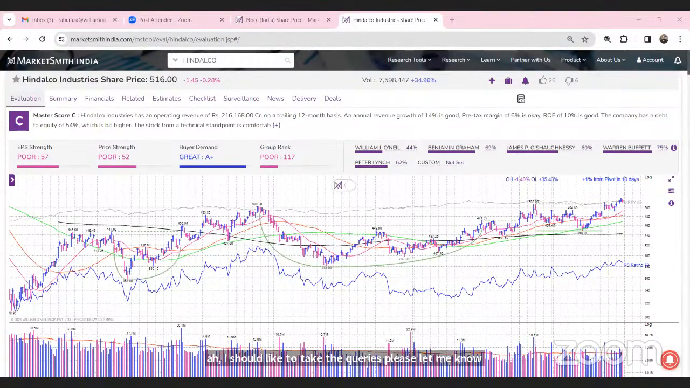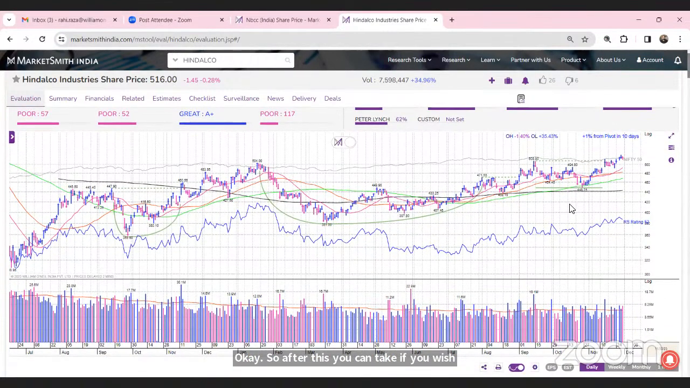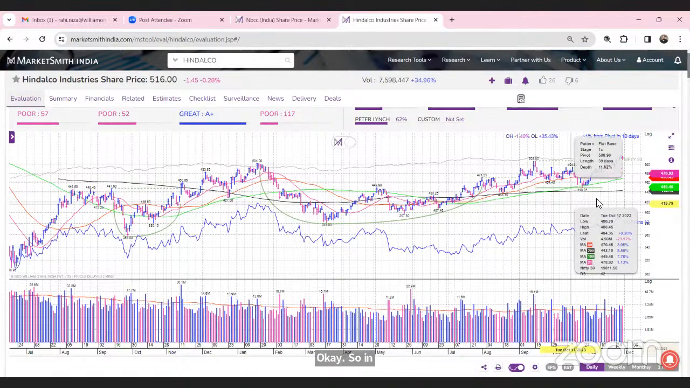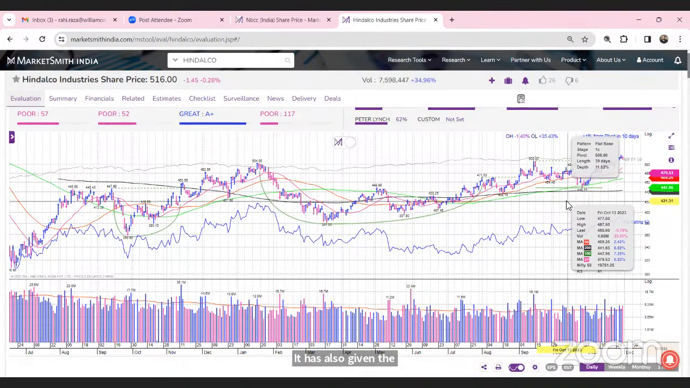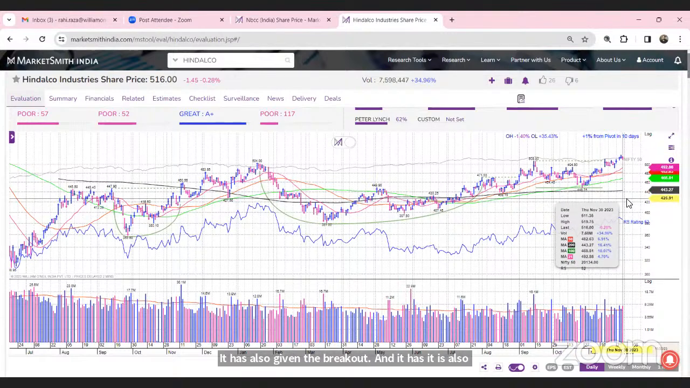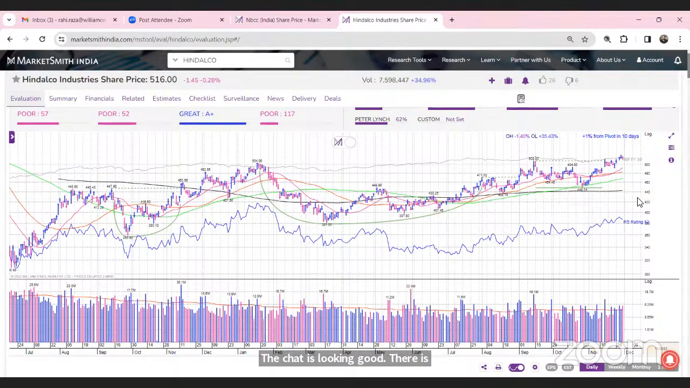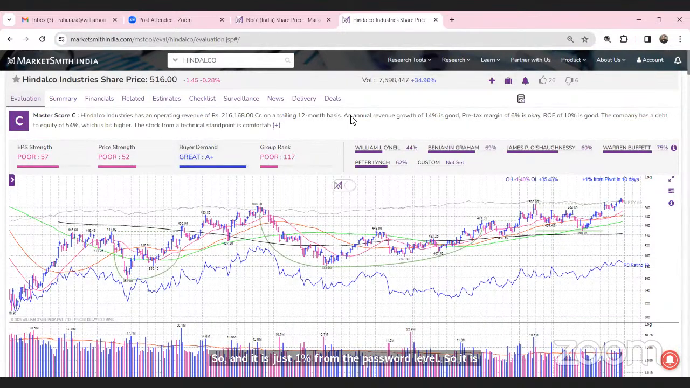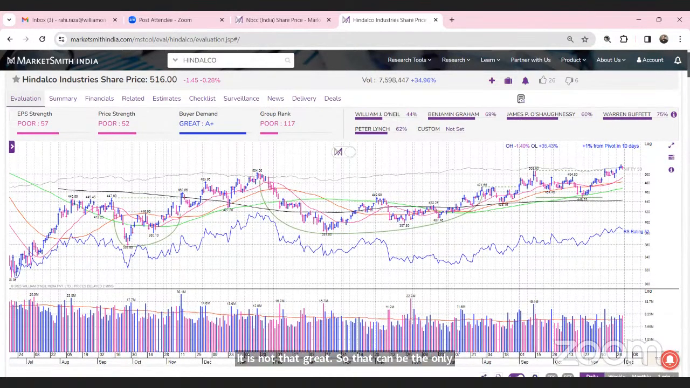In Hindalco, it has also given the breakout, and it is also a flat base pattern breakout. The chart is looking good. There is no weakness so far, and it is trading above all its key moving averages as well. It is just 1% from the pivot level, so it is in the buy range. But the main thing is its fundamental part, like EPS strength. If you look at it, it is not that great. So that can be the only issue. You can take your call on this.